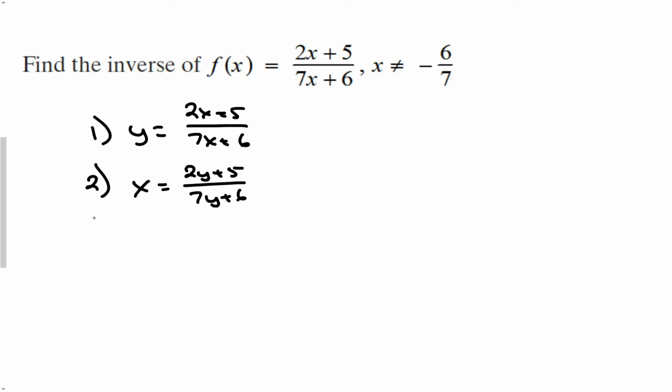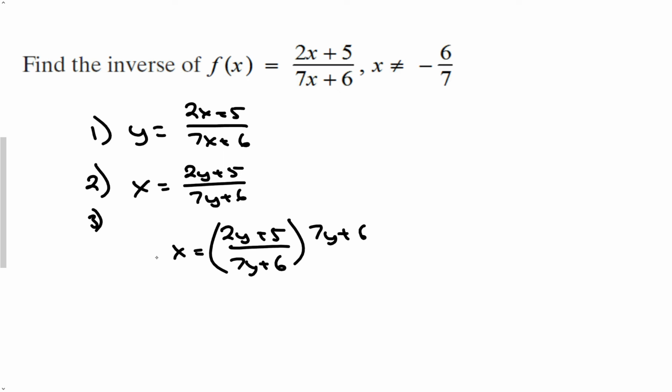Okay, let's jump right into step 3, which is solving. To solve this, the best way that I can think of, and let me write this with a little bit more room, 2y plus 5 over 7y plus 6, is to clear the denominator. So multiply both sides by 7y plus 6. And when I do that, these two cancel out, and I'm left with 7y plus 6 times x is equal to 2y plus 5.